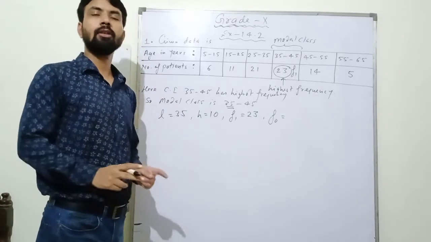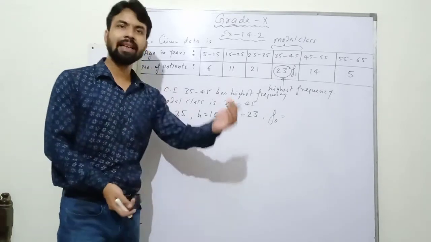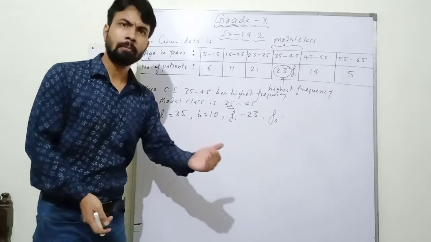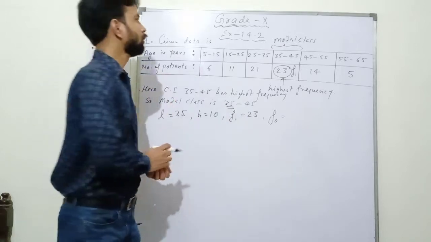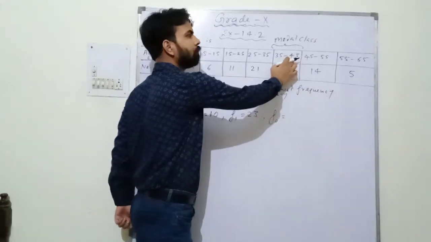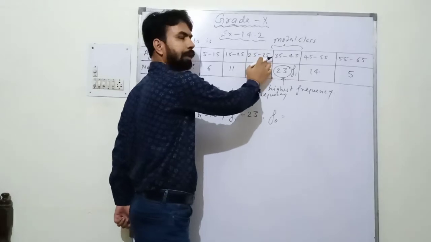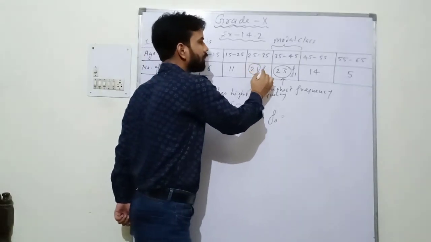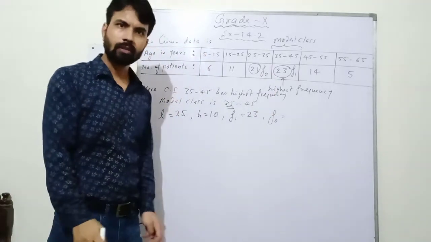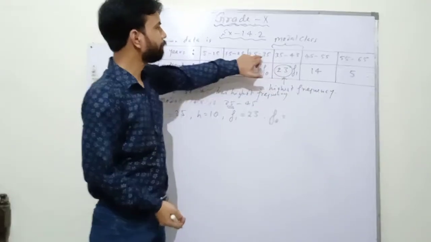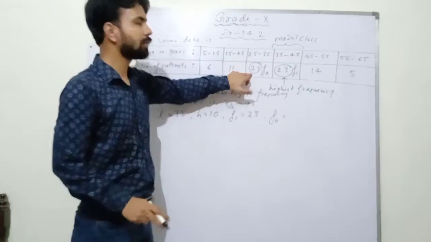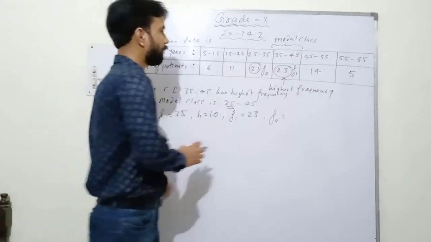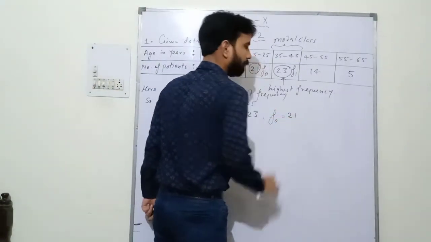Now F0. F0 is what? F0 is the frequency of the class interval preceding the modal class. Meaning the class before the modal class. So the modal class is 35 to 45. So which is the class before this? 25 to 35. So its frequency is known as F0. Clear? Means the frequency of the class before the modal class. This is known as F0. So F0 equals 21.